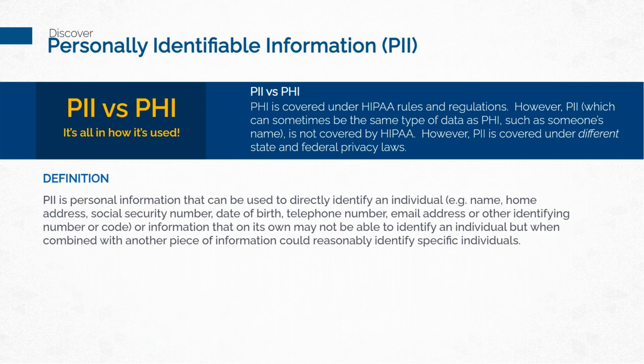PII is information that may not be associated with health information, but can be used to directly identify someone, such as their name, social security number, date of birth, and more. PII can also be information that, on its own, may not identify someone, but when combined with another piece of information could reasonably identify a specific person.